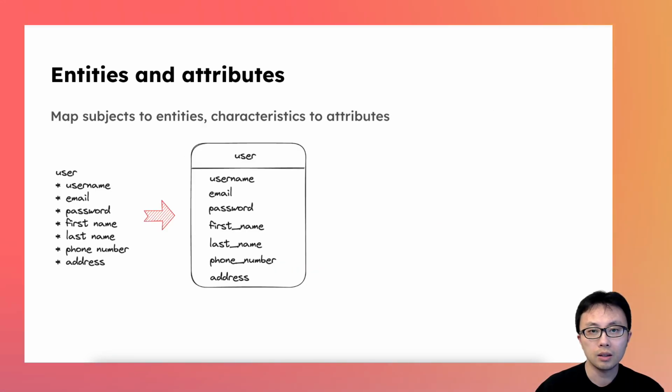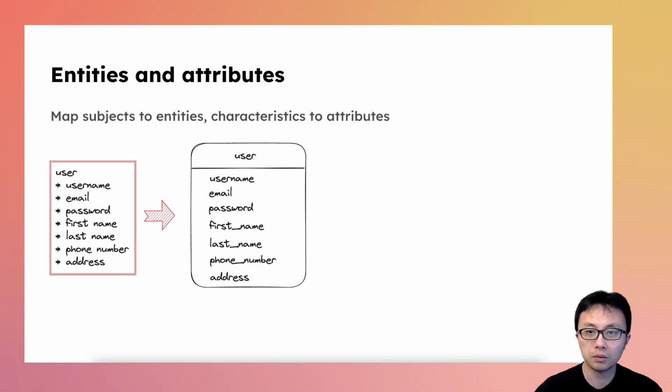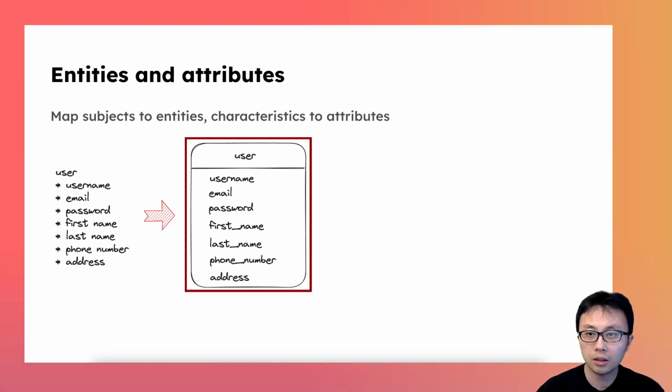What's on the screen is an example of the mapping process. The user entity and its corresponding characteristics are what we identified for the database of the Sci-Fi Collective. And when you map them to entities and attributes, it will look like this on the right side of the arrow.